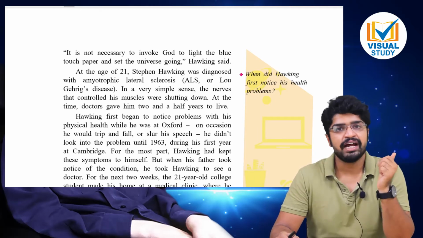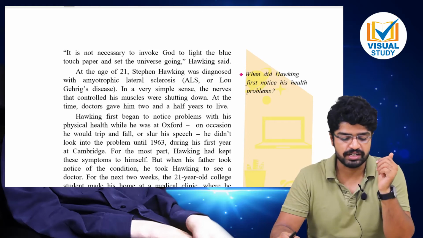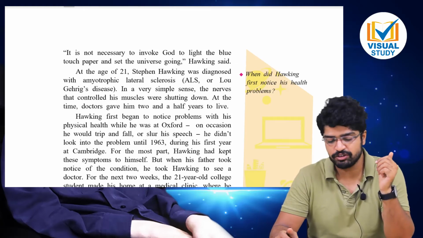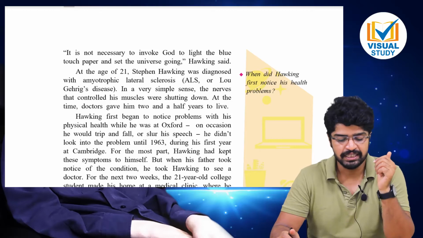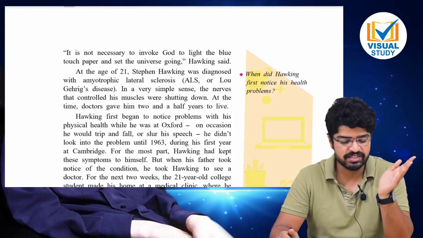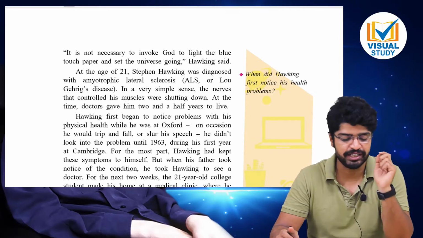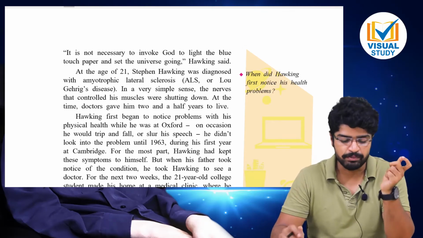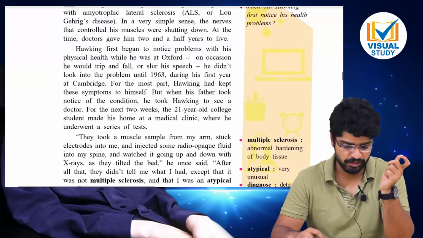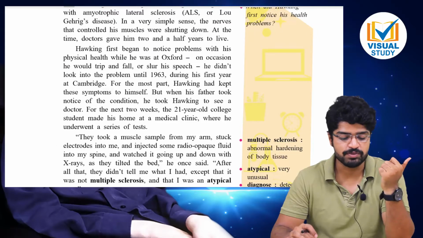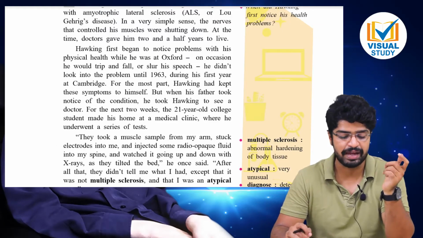At the age of 21, Stephen Hawking was diagnosed with amyotrophic lateral sclerosis or Lou Gehrig's disease. In a very simple sense, the nerves that controlled his muscles were shutting down. At the time, doctors gave him 2.5 years to live. Hawking first began to notice problems with his physical health while he was at Oxford. On occasion, he would trip and fall.